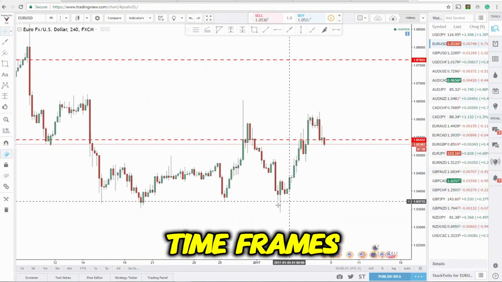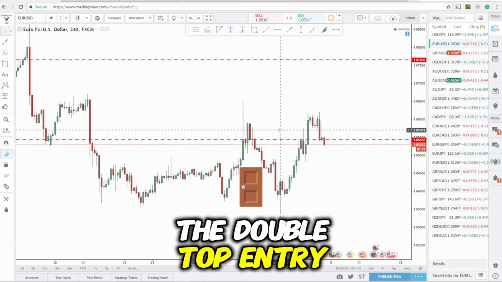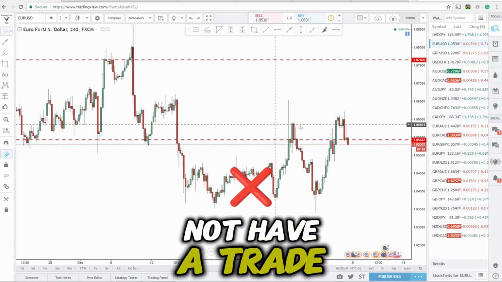Now on our lower time frames, we did not have an entry reason here based on what we're using today, the double top entry reason. So for the purpose of this video, the euro dollar did not have a trade.